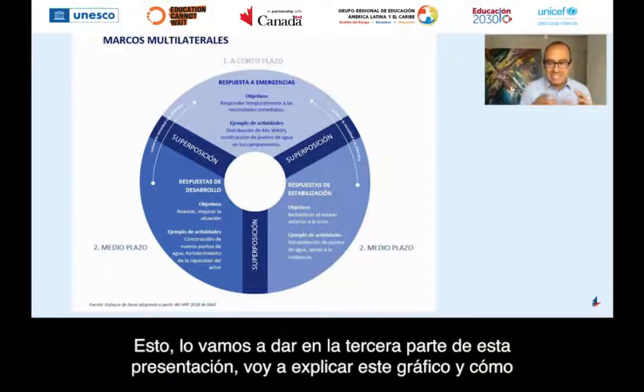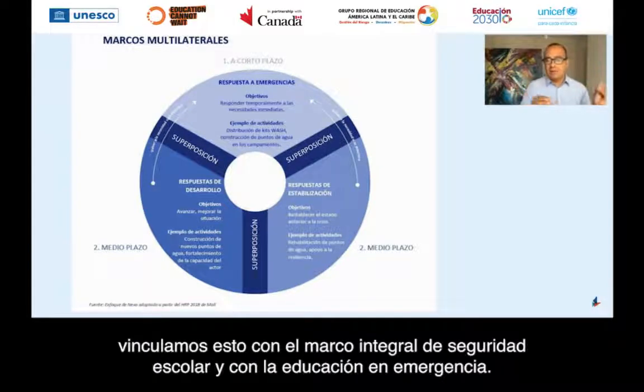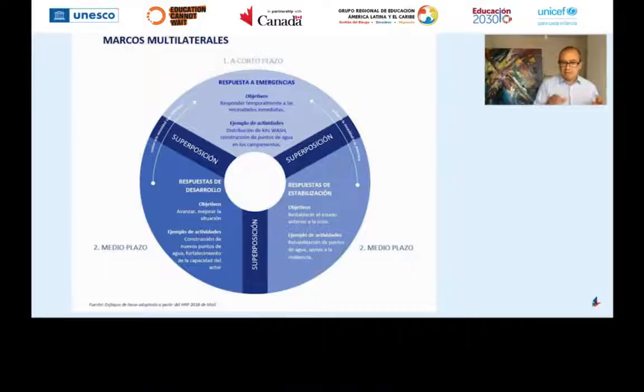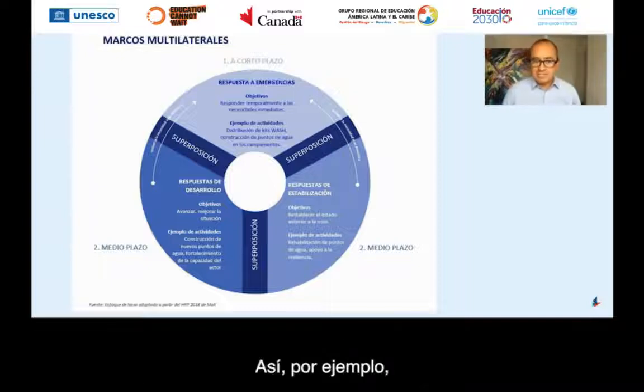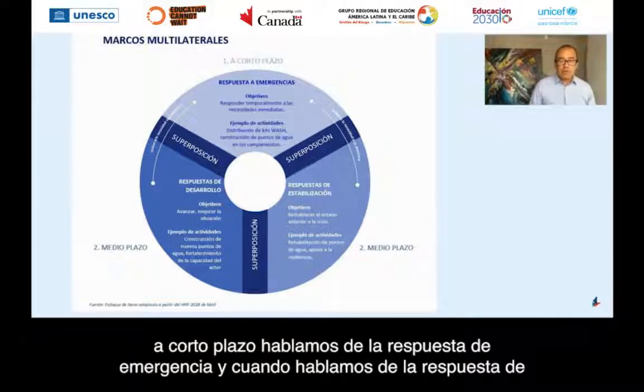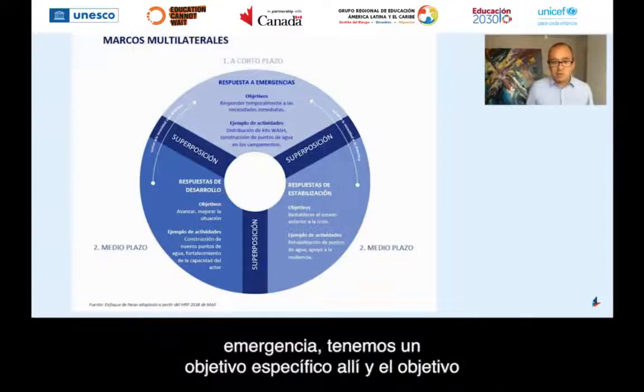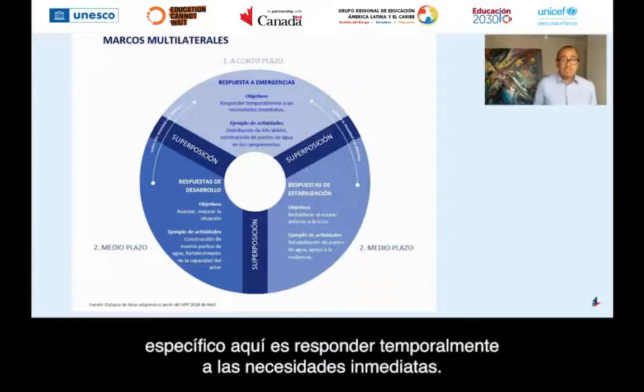I'm going to explain this graphic and how we link this with the comprehensive school safety framework and with education in emergencies. But just to let you know, here is the same graphic now in a more current way, with examples. So for instance, in the short term, we talk about the emergency response. And when we are talking about the emergency response, we have a specific objective there, which is to respond temporarily to the immediate needs.